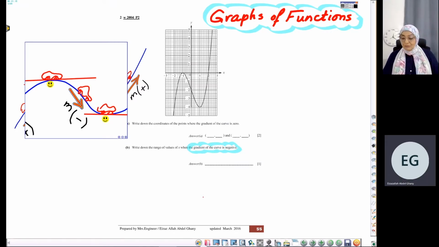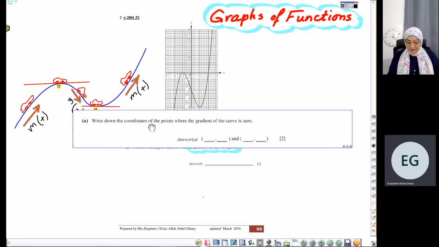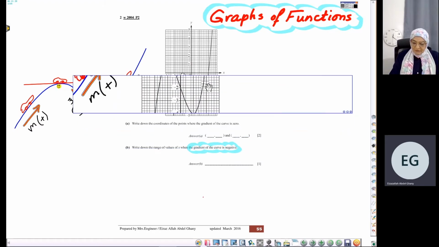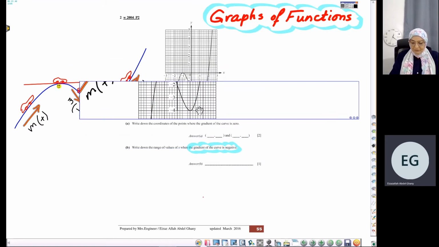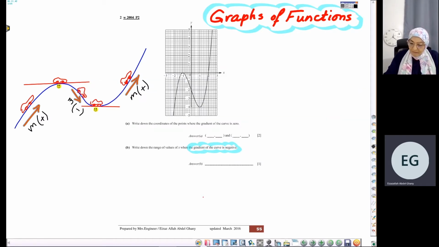Consider all this before we answer this question. Write down the coordinates of the points where the gradient of the curve is zero. He means the gradient of the curve; implicitly, he should say gradient of the tangent to the curve. So he is concerned about the top of the hill and the bottom of the valley. So these 2 points, we specify them and we read the coordinates.